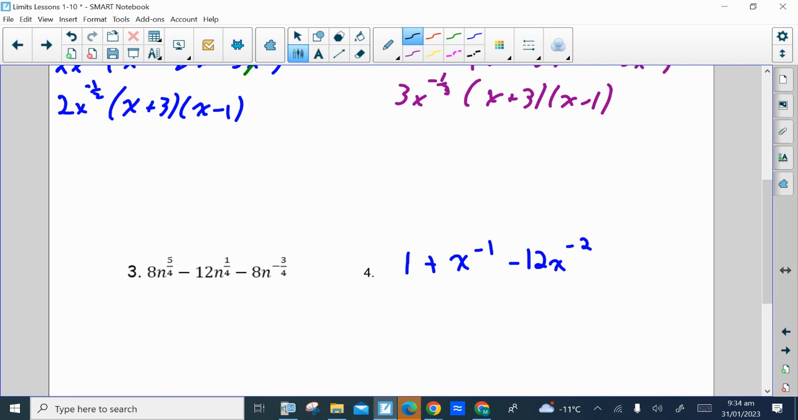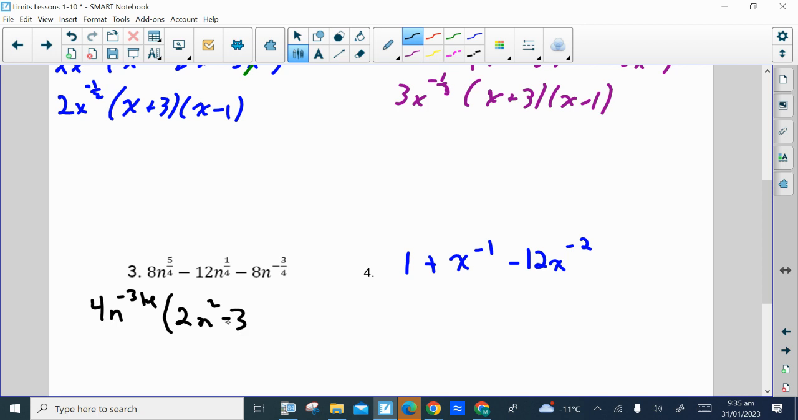Question 3. The common factor there will, from the coefficients, be 4, and from the n's, again, it's the smallest power on n, which is -3/4. To get what's inside the bracket, we divide. 8 divided by 4 is 2. When you divide the n's, it'll be 5/4 take away -3/4. The minus minus becomes a plus positive. It will be 5/4 plus 3/4, which is 8/4, or 2.